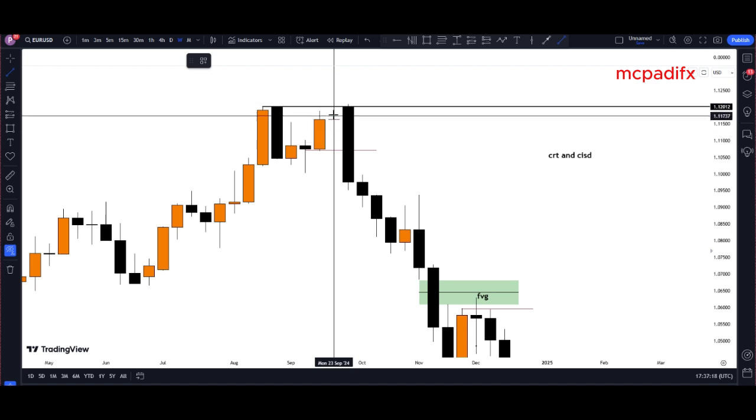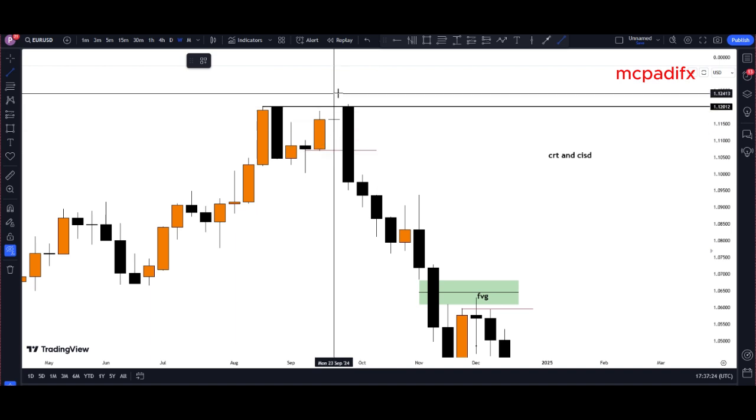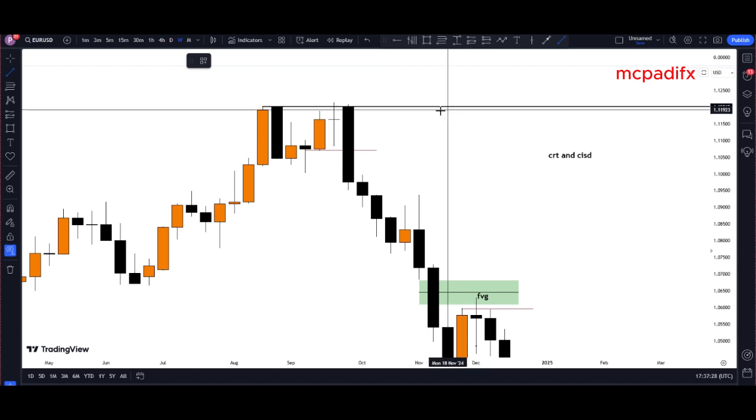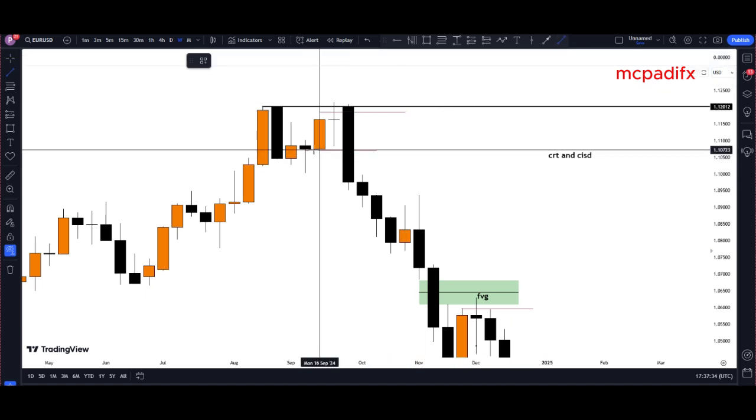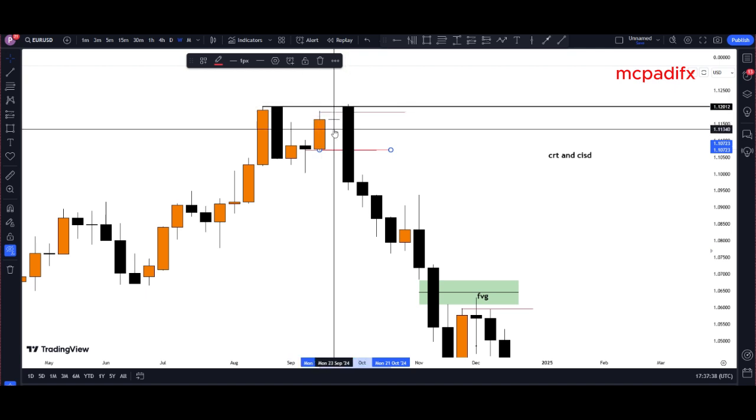Now this is a candle. Let's say this is our key level, which is maybe our previous high. Now this candle taps into this high and closes in this range. So ideally this candle is our CRT. So now CRT has been formed.